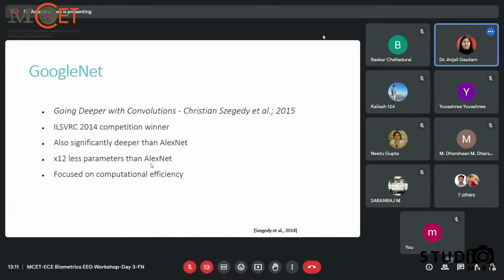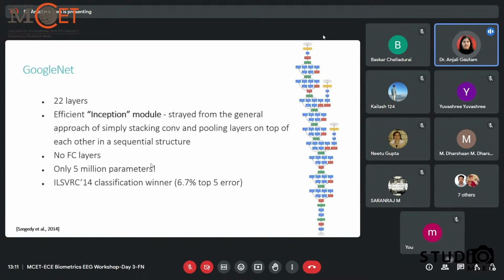So who is better? More number of parameters or less number of parameters? Obviously the one with fewer parameters is better, because it is 12 times less than AlexNet, and also giving better accuracy. So what actually is the logic they have followed?